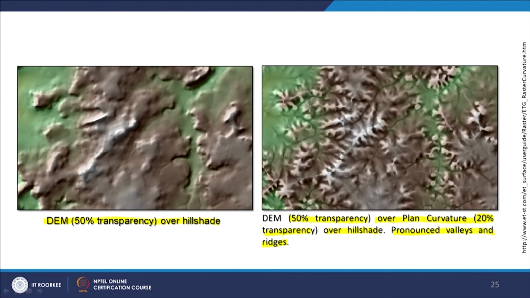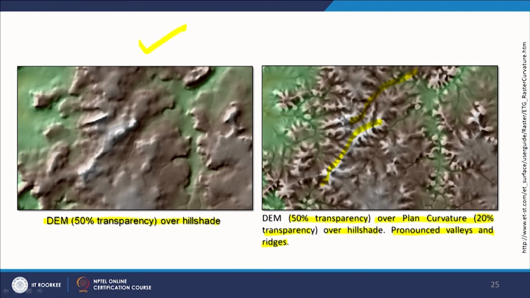Again, there is the 50% transparency example over plan curvature, and 20% transparency over hillshade, which also shows pronounced valleys and ridges. That means now for the same area, if I use the plan curvature, I can find out which are the ridges and which are the valleys very clearly. Using just a simple digital elevation model and hillshade, I may not be able to identify valleys and ridges as easily or as accurately as in this plan curvature map. For display purposes, we are using the same method: in the background you have the plan curvature, and on top of that you have the DEM with 50% transparency using a color palette.